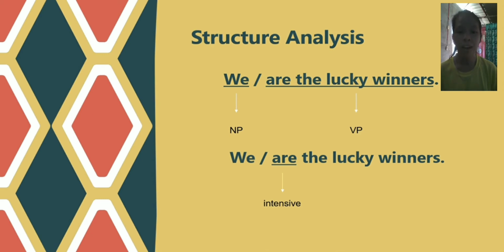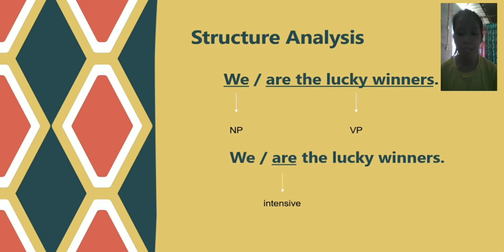So "we" is the noun phrase or the NP, and "are the lucky winners" is our verb phrase or the VP. So let's identify next what type of verb is used in the sentence. We have to know what the role of the word after the verb is. So, we are the lucky winners. "Are" is our verb, and it is an intensive verb because it has a single complement and it takes the form of an adjective phrase. So "are" is an intensive verb.